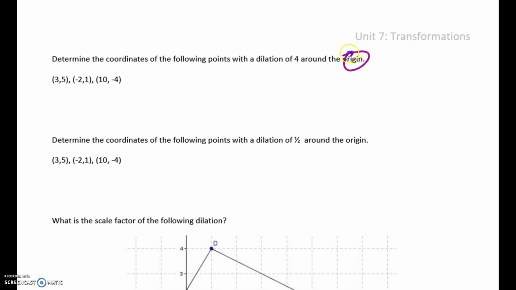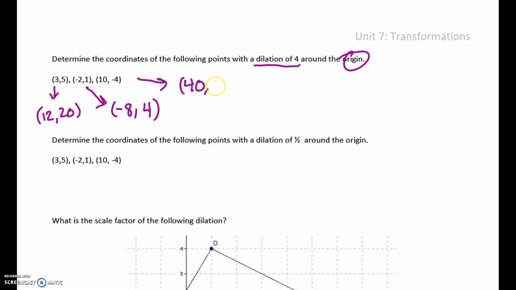If you're going around the origin, you don't even have to graph it to figure out where your new points are going to be. You just multiply each coordinate by the scale factor. So if I have points 3, 5, -2, 1, and 10, -4, and I want a dilation of 4, all I do is multiply each of my points by 4. So 3, 5 is going to become 3 times 4 is 12, 5 times 4 is 20. -2, 1 is going to become -2 times 4 is -8, 1 times 4 is 4. And then 10, -4, multiply both by 4, 40, -16.